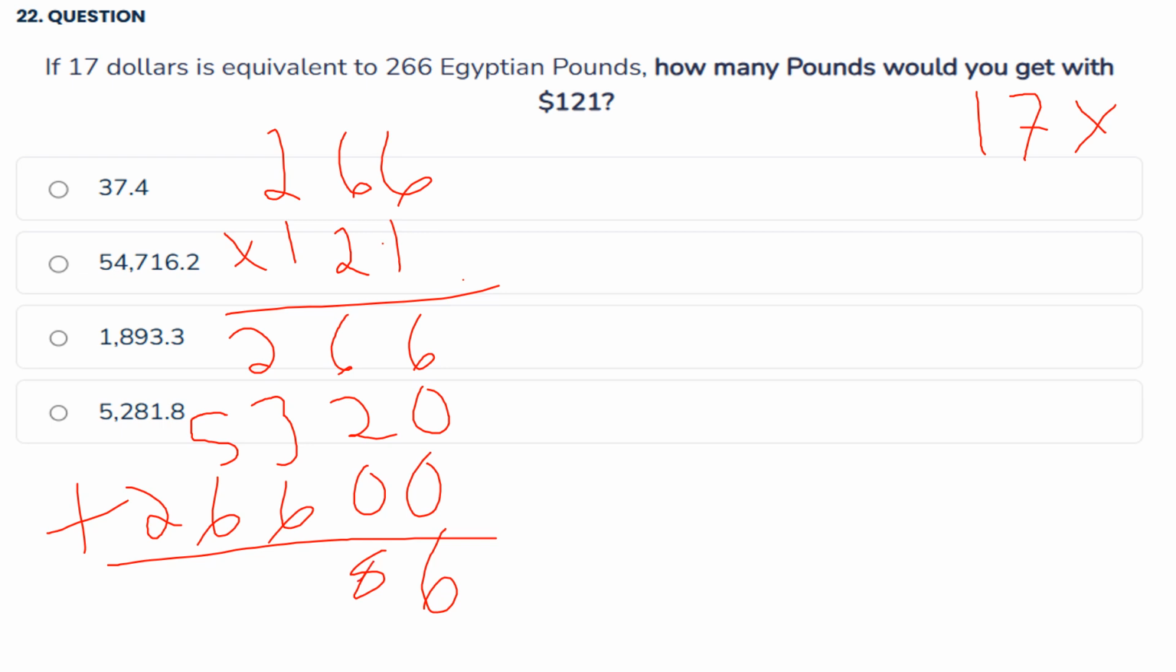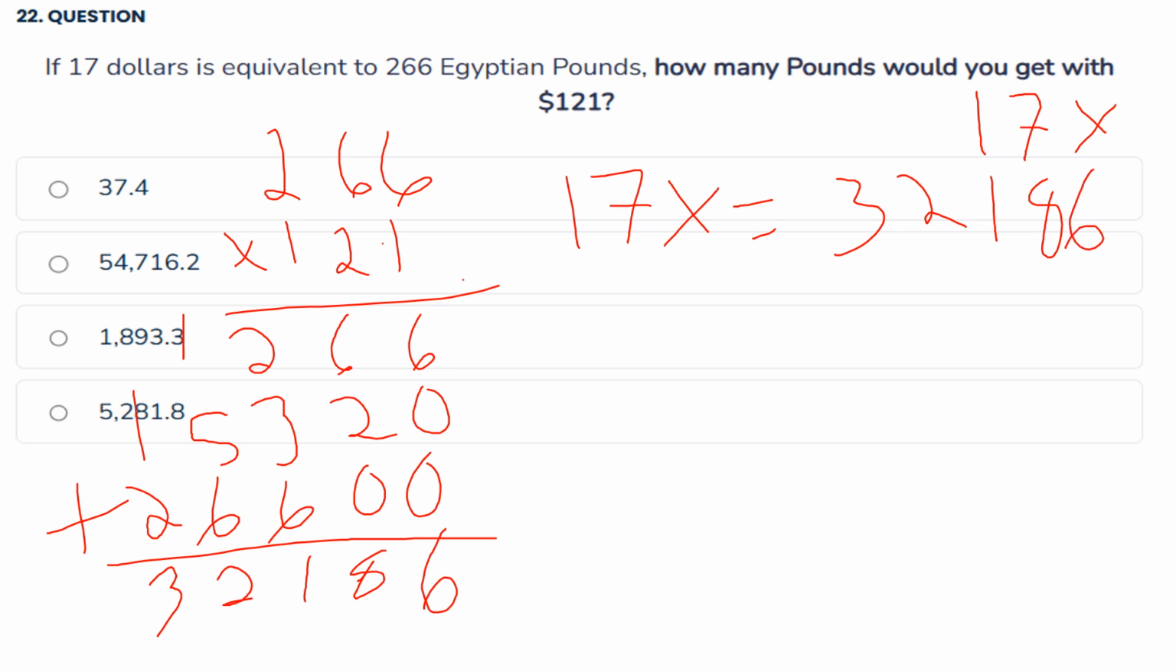2 plus 3 is 5. 5 plus 6 is 11. Carry the 1. 1 plus 5 is 6. 6 plus 6 is 12. Carry the 1. 1 plus 2 is 3. So we have 32,186. So with that number, 17x equals 32,186.